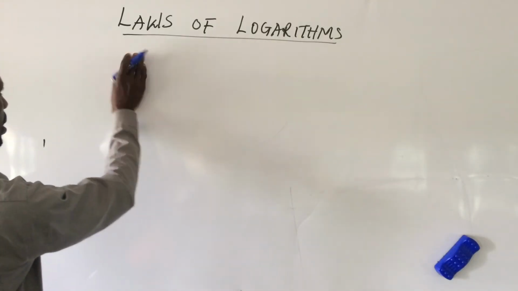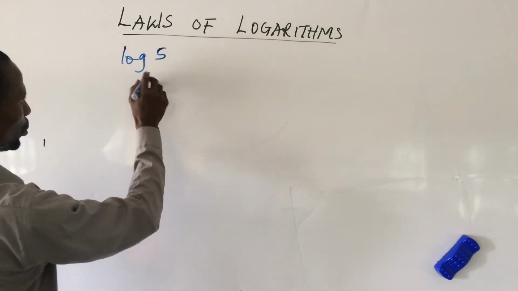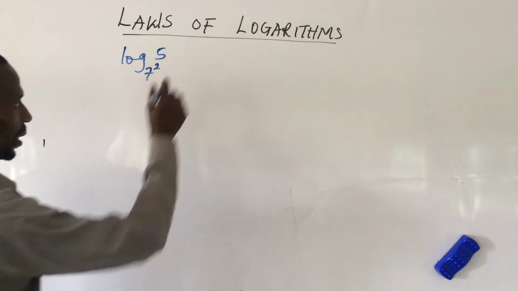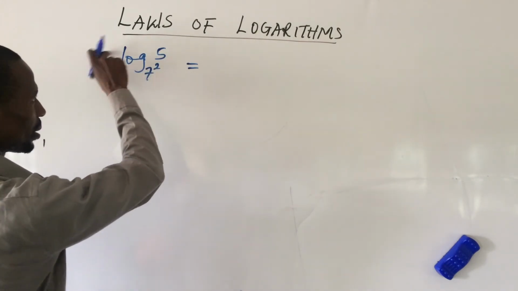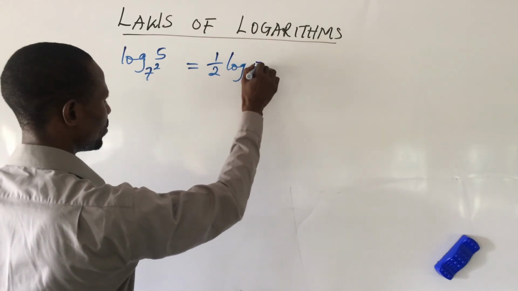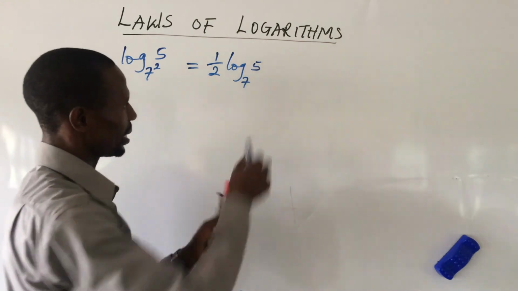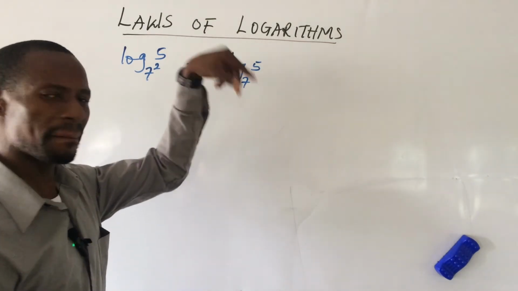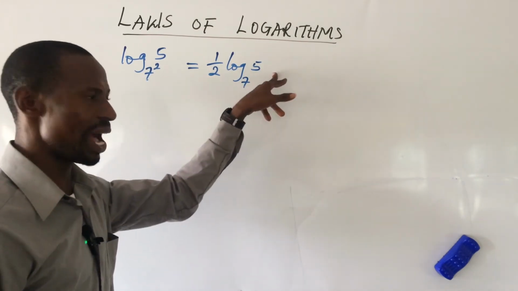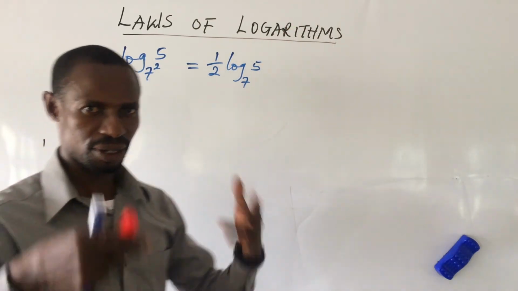Let's take an example. So we have here log 5 to base 7 to the power of 2. We are saying that we bring the 2 back, 1 all over the 2. So we have 1 all over 2 log 5 base 7. From here, you discover that we are going to have some challenge. So we can apply the change of base law again. We can change this base to 5 or to 7 and continue.